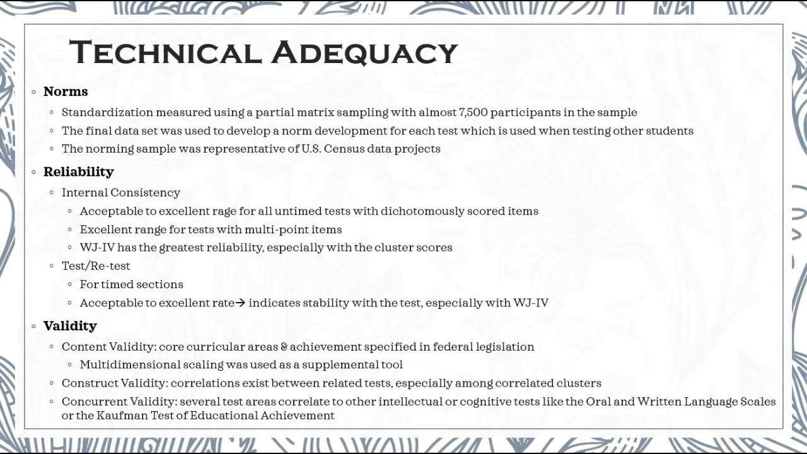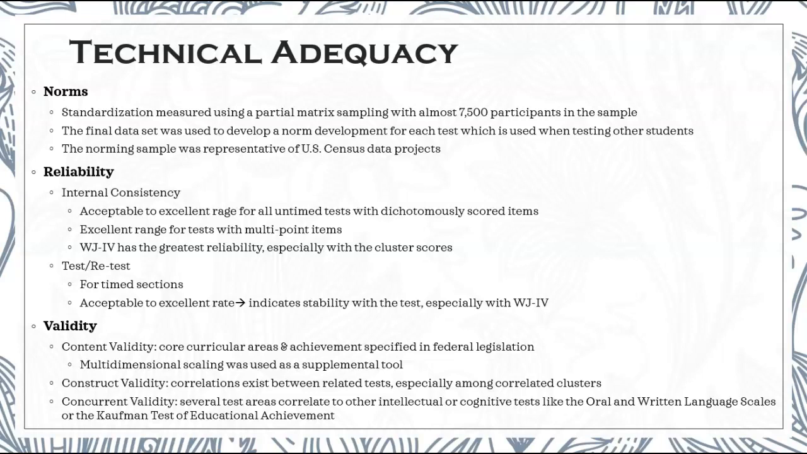All right, so technical adequacy. So the norms for this test. The standardization measured using a partial matrix sampling with almost 7,500 participants in the sample. So they tested 7,500 participants of various age ranges, and then they standardized their scoring based on a partial matrix. What that means is that 100% of the participants cannot do 100% of the test. It's too time consuming. So they gave different groups of the test to different participants, and that's why we call it a partial matrix sampling. And they standardized the scores based on this.